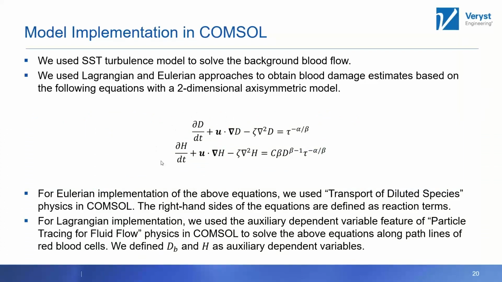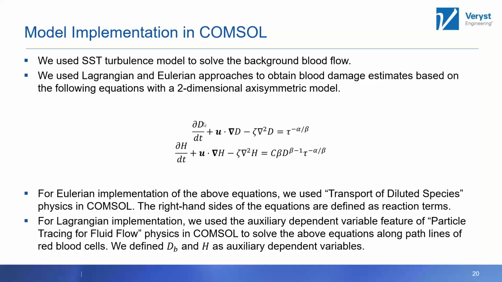As I mentioned before, we have to solve these two equations to quantify blood damage. Before that, we need to solve blood flow in the nozzle. I use the SST turbulence model to solve the background flow. Then I use Eulerian and Lagrangian approaches to quantify blood damage. The model that we use is a 2D axisymmetric model.